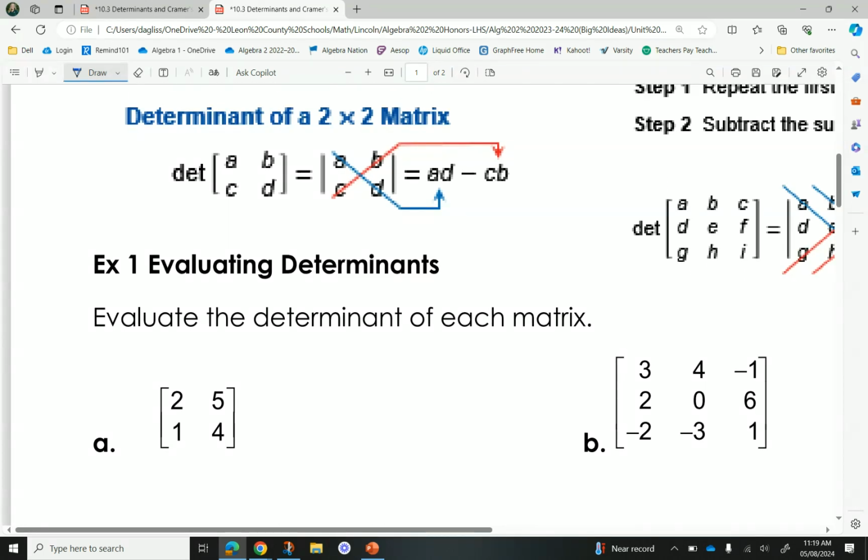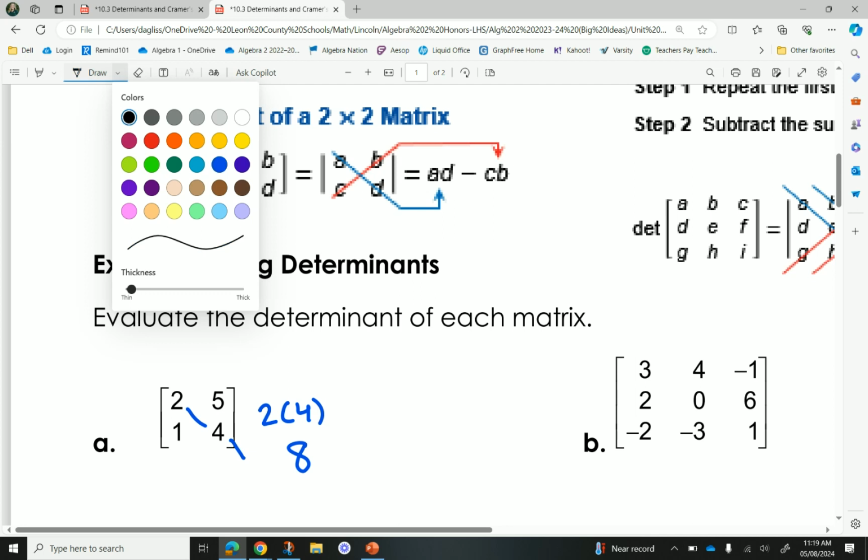Okay? So let's find the determinant of 2, 5, 1, and 4, okay? My downward diagonal is these two, right? We have 2 times 4, which is 8. There we go. I know.